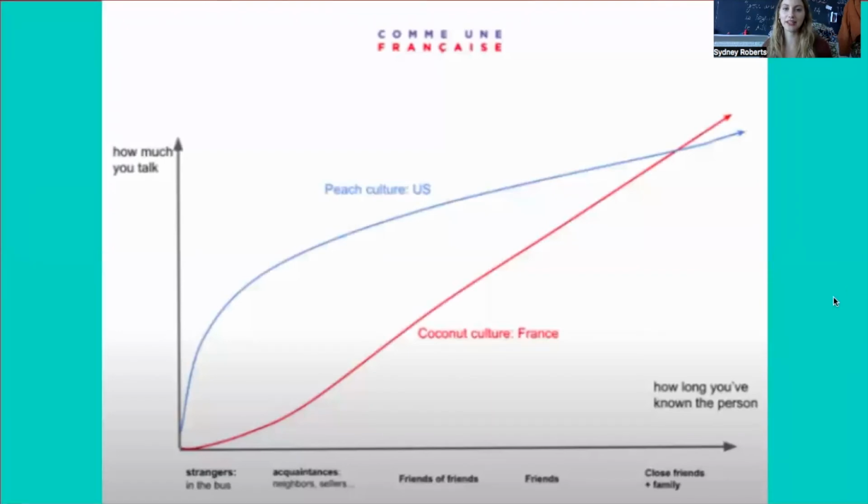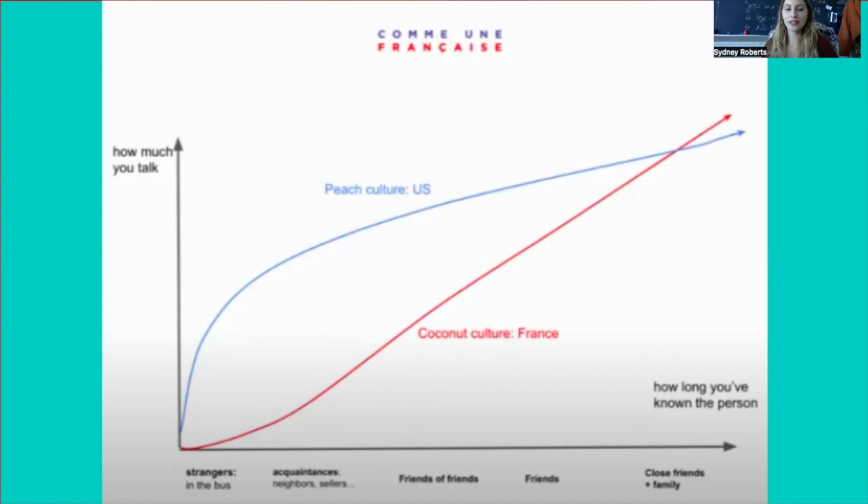And we can see right here, this is just kind of a chart of peach culture versus coconut culture and how after a period of time, once you know someone well enough, we see them kind of overlap and then suddenly start to go in different directions. So this is a chart: the bottom portion is how well you know people, and the top portion is how much you talk to them.